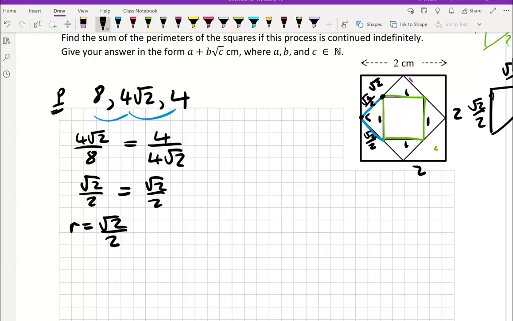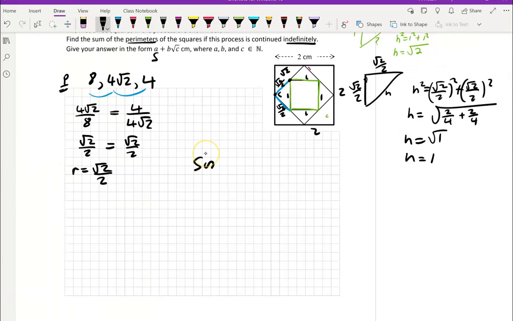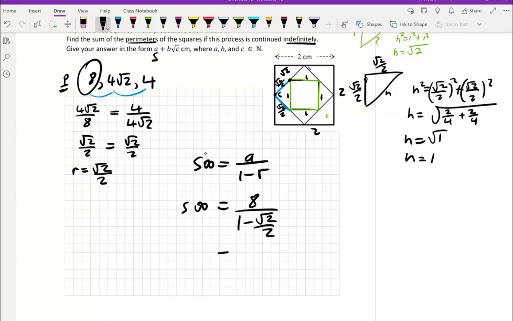I want to find the sum of the perimeters, so the sum means we're using some sort of S formula. We check our formula book, and since it's going on indefinitely, which means it's going on forever, we're going to check for the S infinity formula. Page 22: the sum of an infinite geometric series is A over 1 minus r. So S infinity equals A over 1 minus r. In this case, A is the first term in the sequence, 8, over 1 minus r, which we've established is root 2 over 2. We'll calculate that to get our S infinity, and we get 16 plus 8 root 2, which is what they're looking for here, in centimeters.